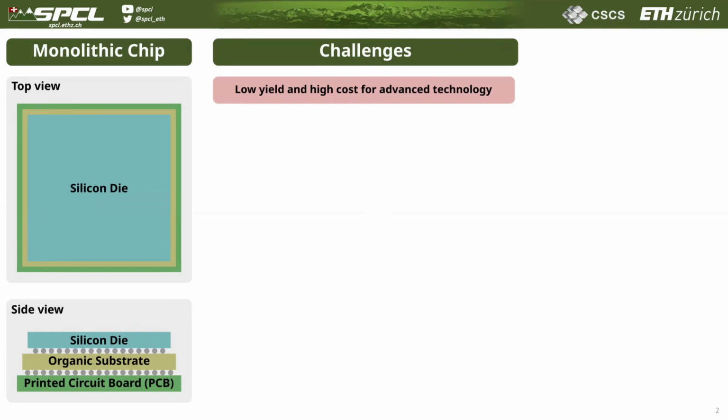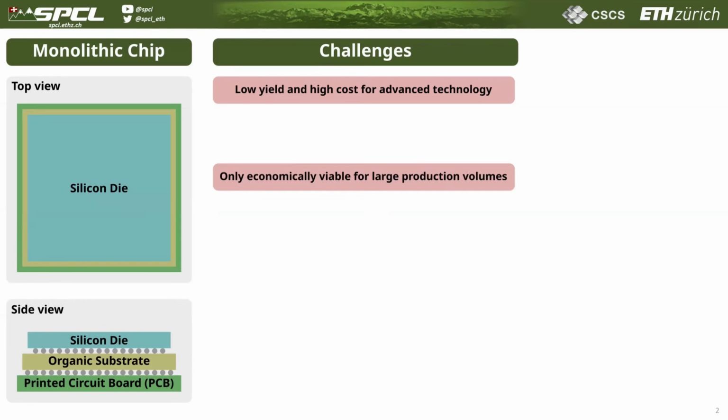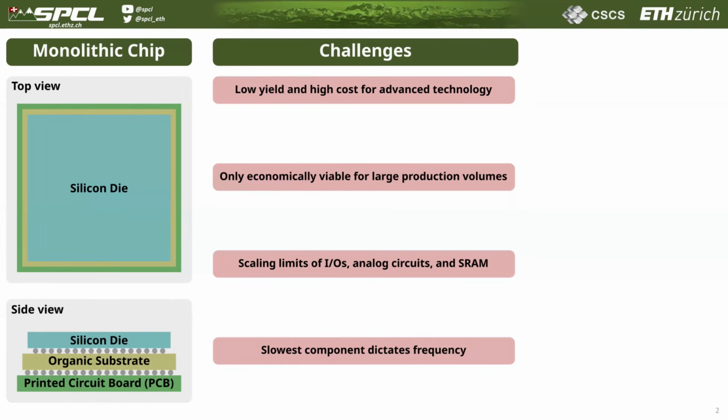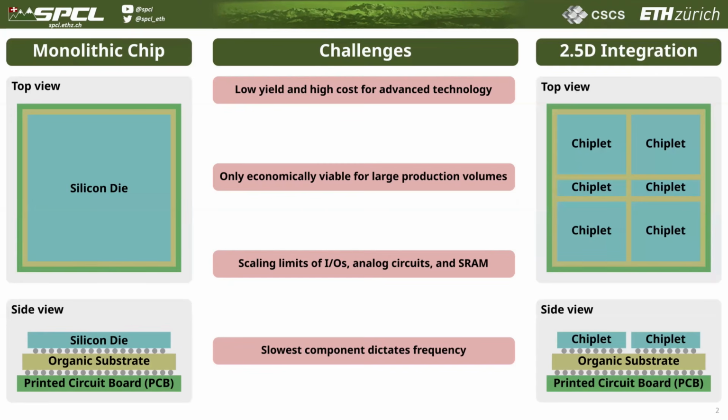Especially we have high design costs, which makes it only economically viable to design a new chip if we have a large production volume. Furthermore, we are facing scaling limits of IOs, analog circuits, and SRAM. And last but not least, the slowest component on a chip often dictates its operation frequency. And one way to alleviate these challenges is 2.5D integration.